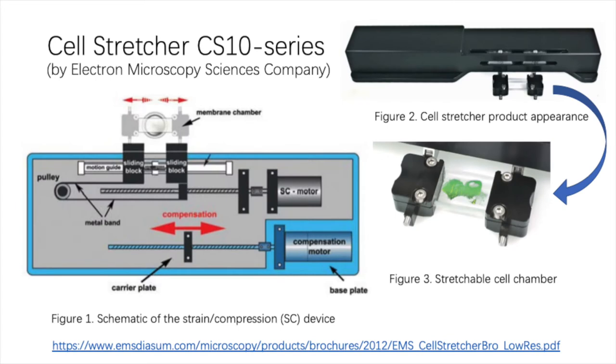One commercially available device is the cell stretcher CS10 series from the Electron Microscopy Sciences Company. This device mechanically stretches cells seated on an elastic membrane. In Figure 1, the working mechanism is shown with the motor sliding both ends of the membrane, which allows for higher strain. Figure 2 shows the final commercially available device, and Figure 3 is a close-up of the cell chamber.